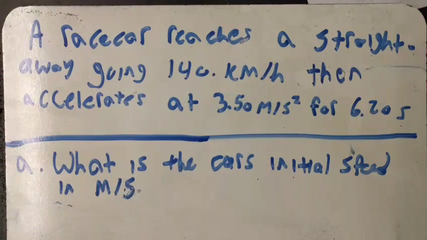A race car reaches a straightaway going 140 kilometers per hour, then accelerates at 3.50 meters per second squared for 6.2 seconds. A. What is the car's initial speed in meters per second?